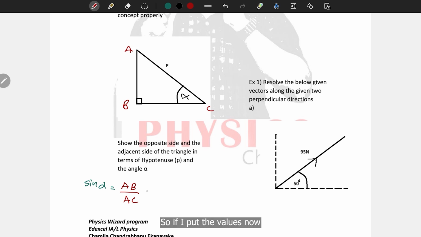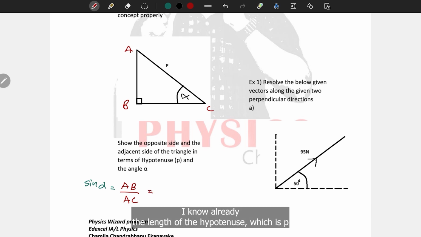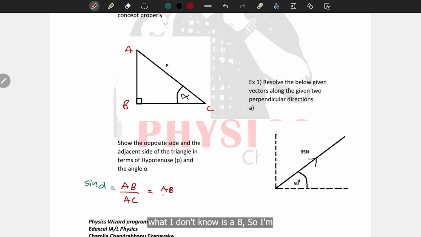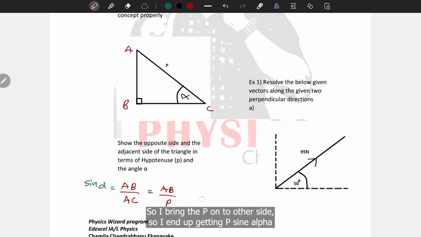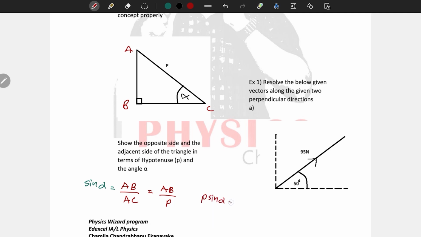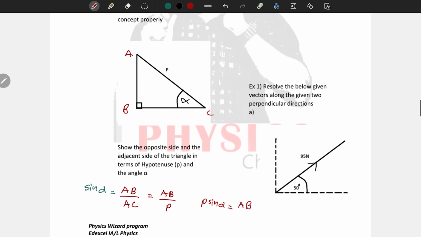So if I put in the values, I already know the length of the hypotenuse, which is P. What I don't know is AB, so I'm expecting to find AB here. I bring the P to the other side, so I end up getting P sine alpha is equal to AB. Nice. So I'm directly going to write this in front of this: P sine alpha is equal to AB.